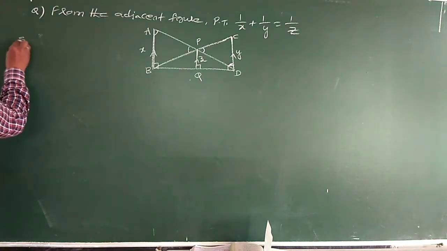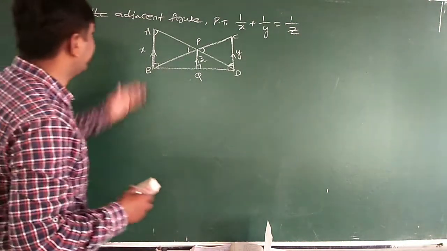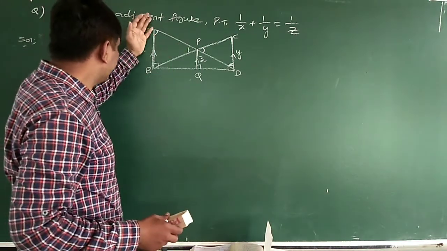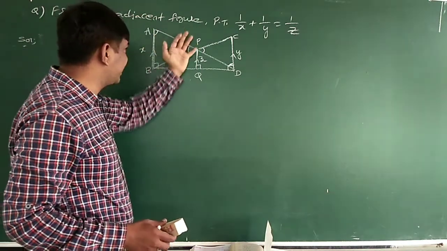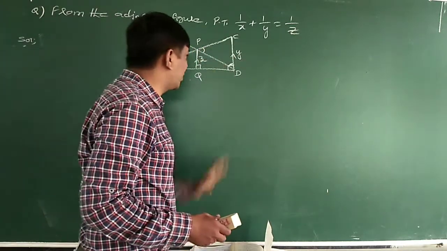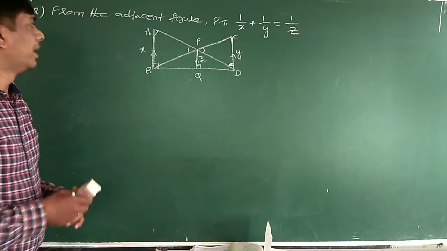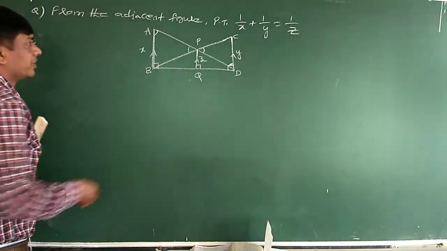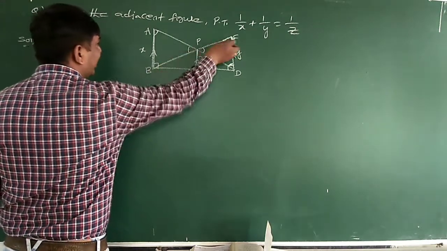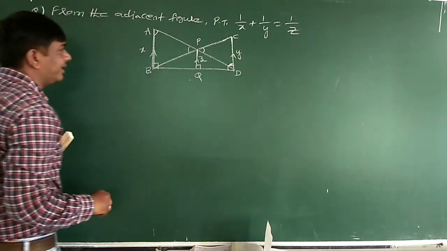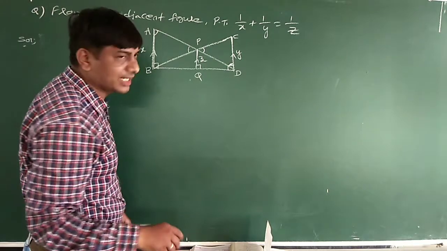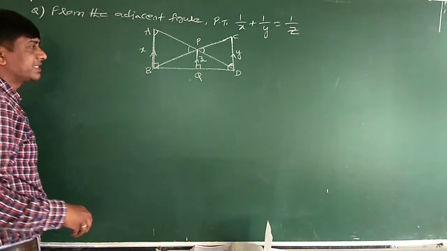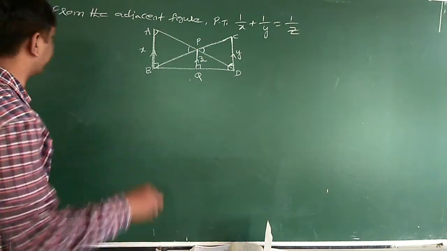So here, in the adjacent figure ABC, AB is equal to x units, PQ is equal to z units, CD is equal to y units, and these three lines are on the same base. So here is one triangle, ABD, and another triangle, BDC. PQ is one more line, perpendicular to BD, that is given.